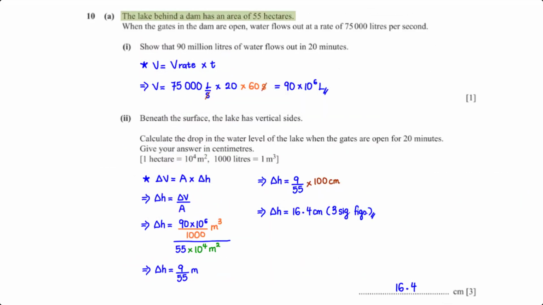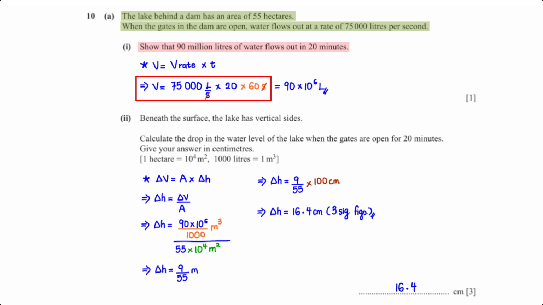The lake behind the dam has an area of 55 hectares. When the gates in the dam are open, water flows out at a rate of 75,000 liters per second. Show that 90 million liters of water flows out in 20 minutes. The volume that flows out is equal to the volume flow rate times the time. The volume flow rate has been given as 75,000 liters per second and the time is 20 minutes. We convert 20 minutes to seconds by multiplying 20 by 60. When we type this into the calculator, we get 90 million liters.